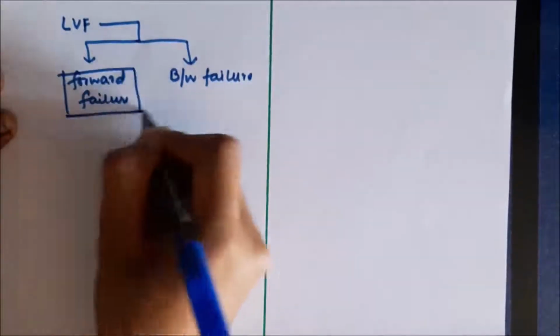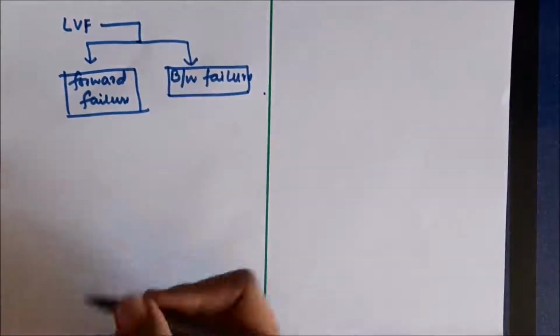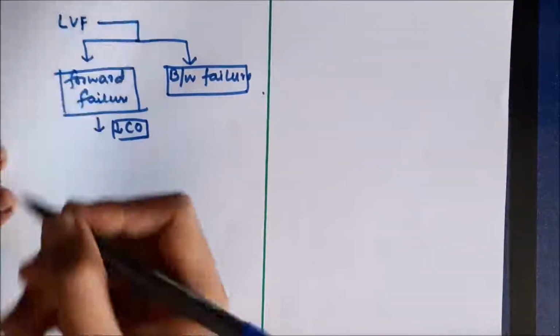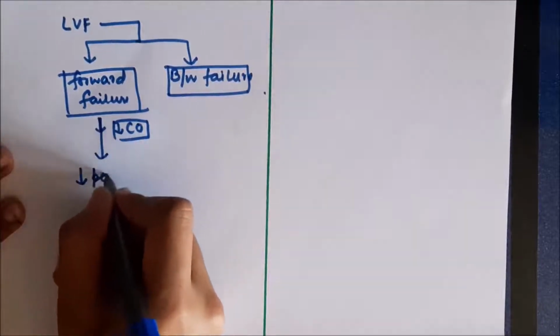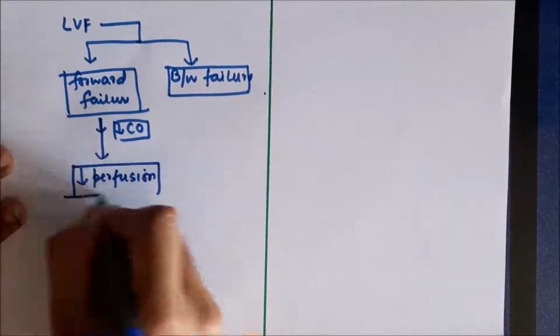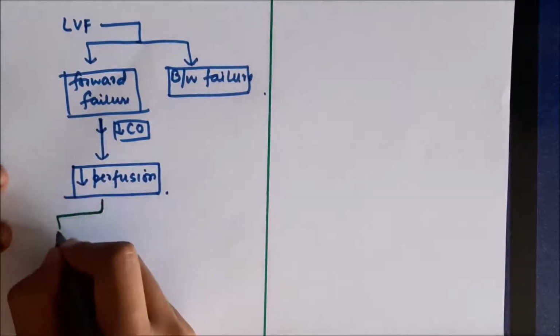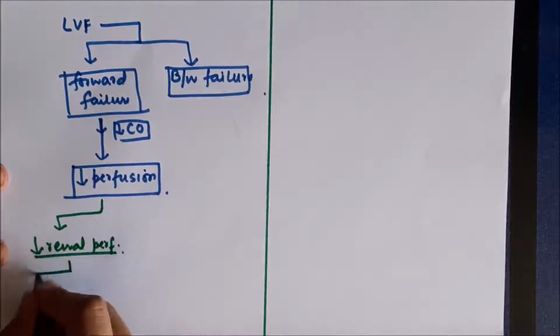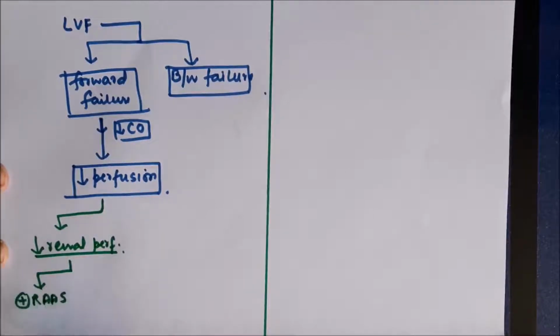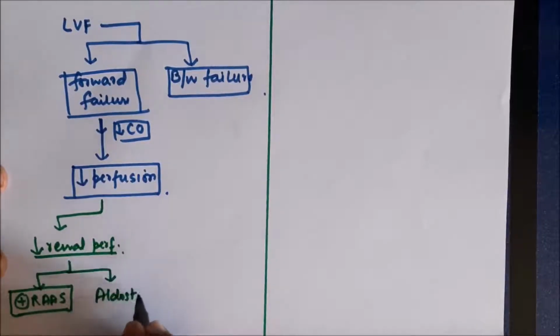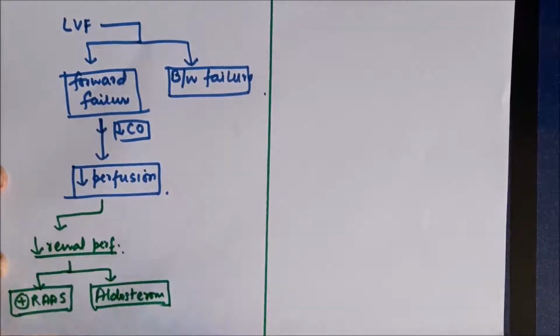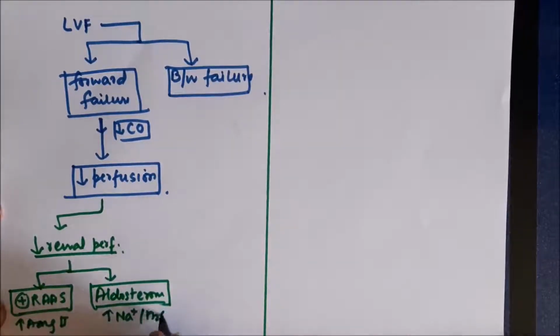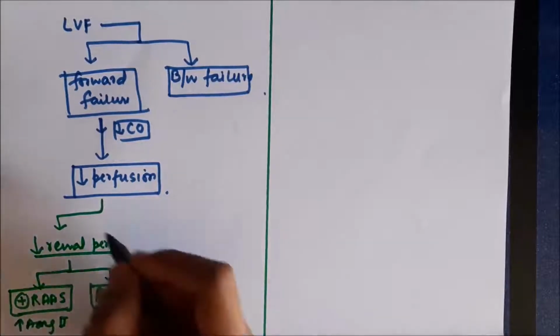Now, because of forward failure, there will be tissue hypoperfusion. There will be decreased perfusion as a result of forward failure because of decrease in cardiac output. This decreased perfusion occurs in all the tissues, including the kidney. So there will be decreased renal perfusion, and whenever there is decreased renal perfusion, compensatory mechanisms come into action. As a result, renin is released from the kidney, which activates the RAS. There will also be release of aldosterone, which causes sodium and water retention to compensate for the decreased perfusion. So RAS will increase angiotensin II, and aldosterone will cause sodium and water retention.